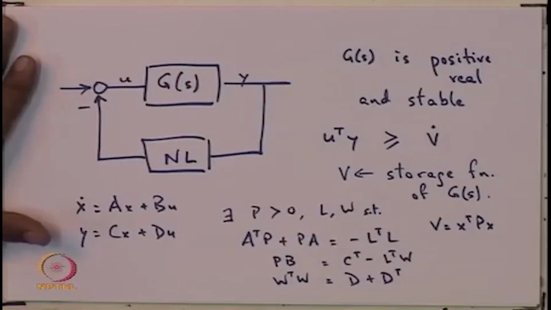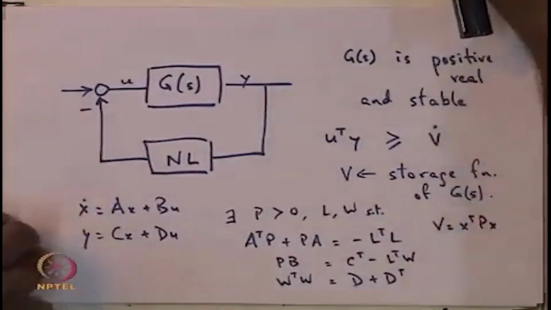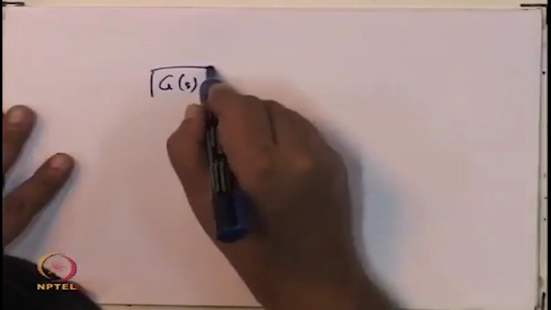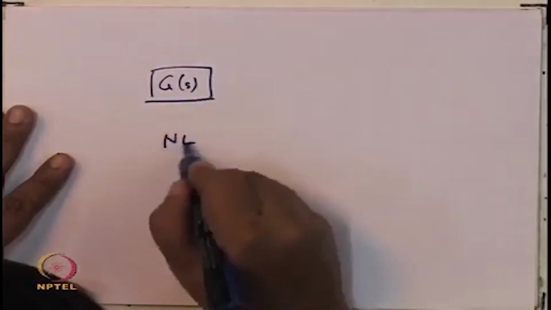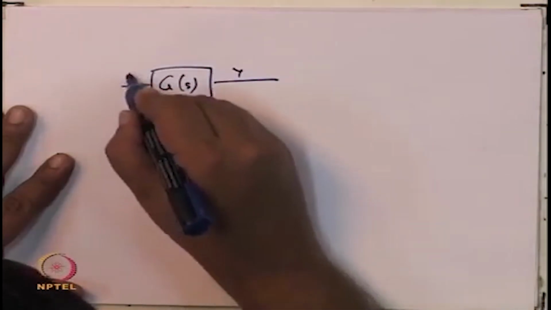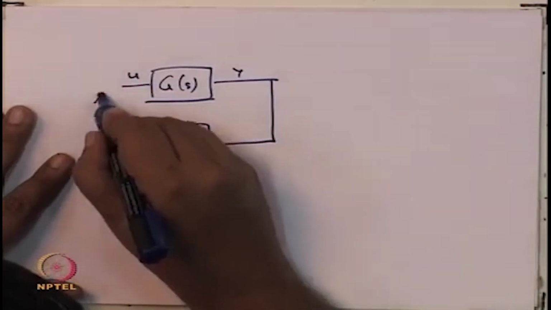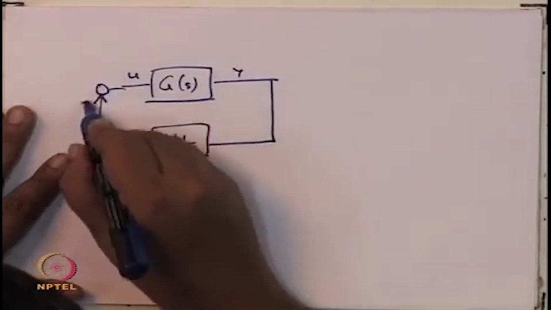Okay. Now, what about the nonlinearity? Now, the nonlinearity that one picks is of the following kind. So, let me draw that diagram once more. Here you have the nonlinearity, we are calling this output of the linear thing u, the output y and the input u.